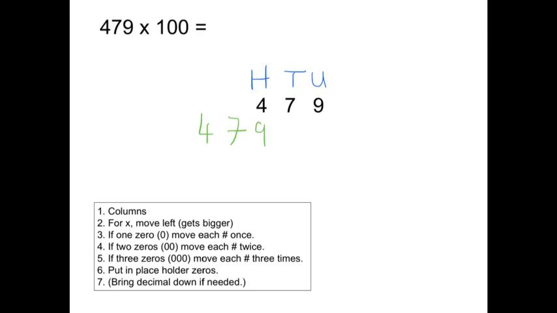Now we have 2 spaces here and here. And what we need to do is a 6th step, put in placeholder zeros. So I shall put in placeholder zeros. So the answer is 479 times 100 equals 47,900.